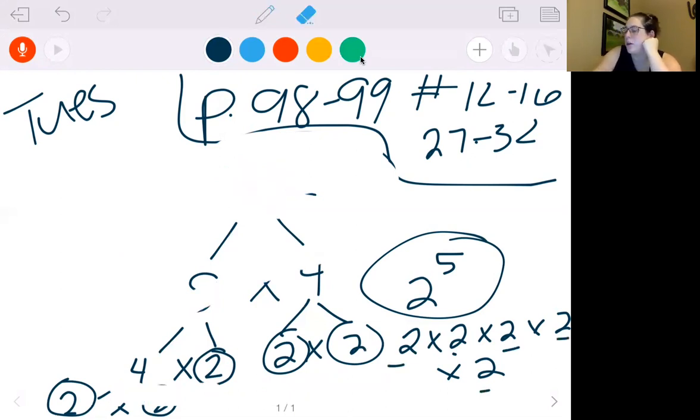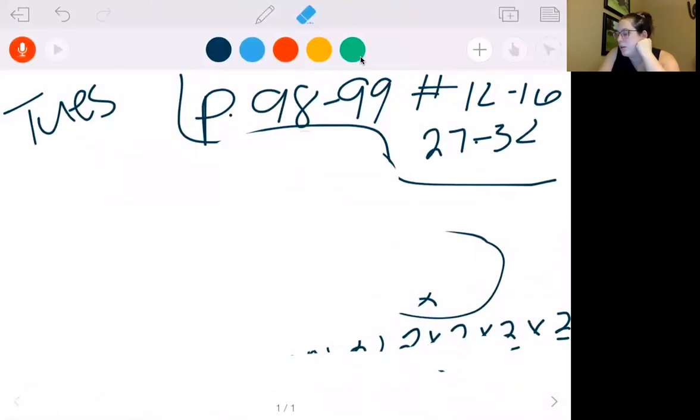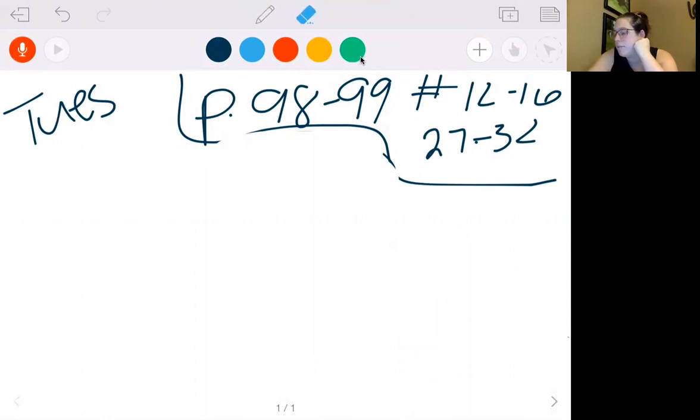Okay, let's do another one. You're not always going to have just 2's as your answer. You could have any prime number. You could have 3, 7, any of those. So don't get confused and think it can only be that number.